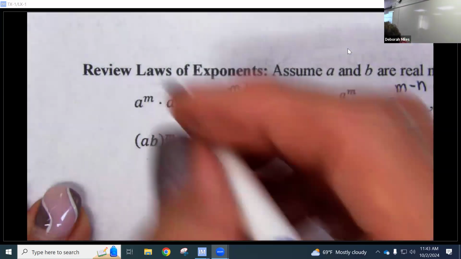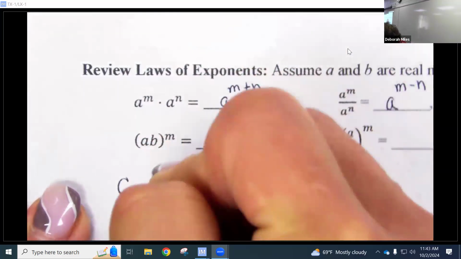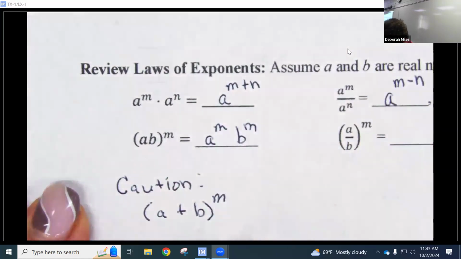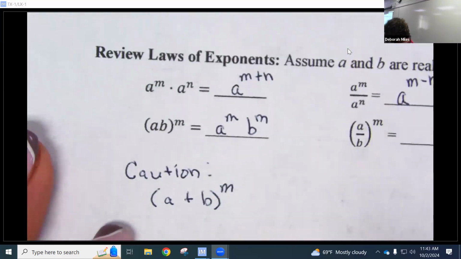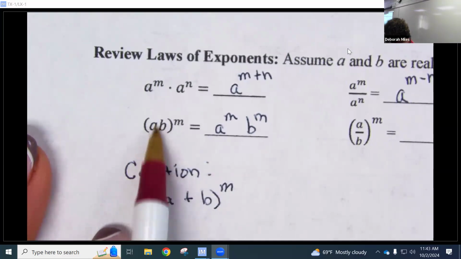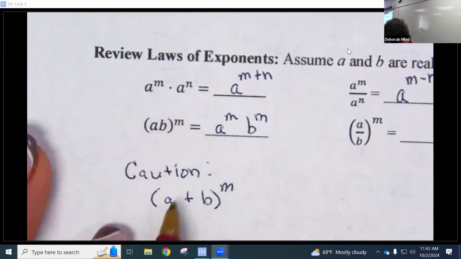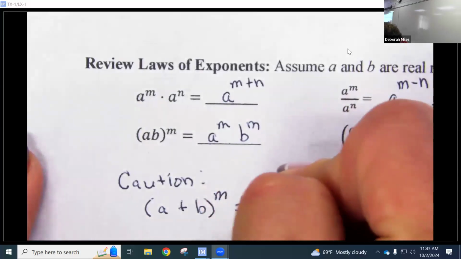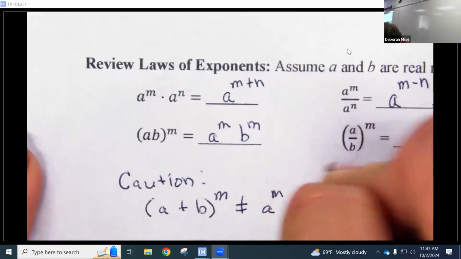But you have to be careful. Some people say the same thing about when you have a sum to a power. This is a product. These are multiplied and raised to a power. This is added and raised to a power. You cannot just raise each term to the power.